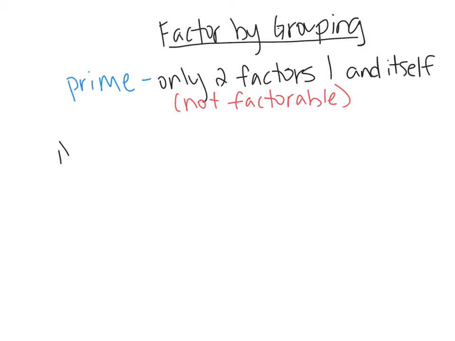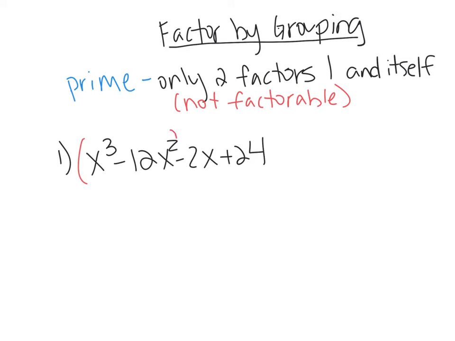So let's look at an example. What if we have the polynomial x cubed minus 12x squared minus 2x plus 24? Factor by grouping is usually when we have four terms. Notice we have four things added or subtracted here. What I'm going to do is put parentheses around the first two, and parentheses around the second two.